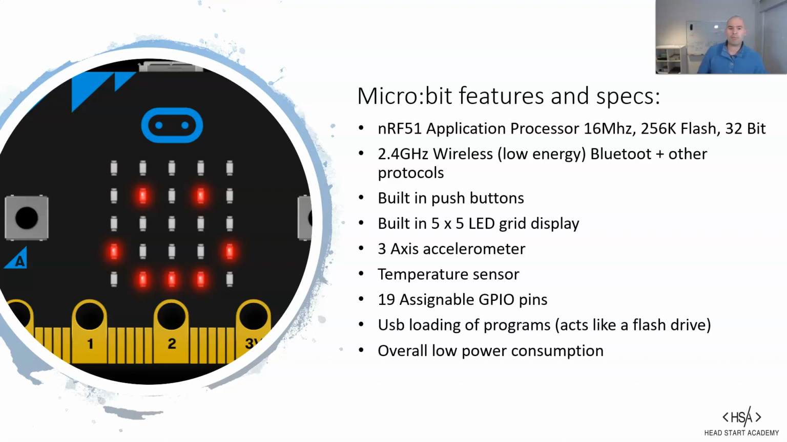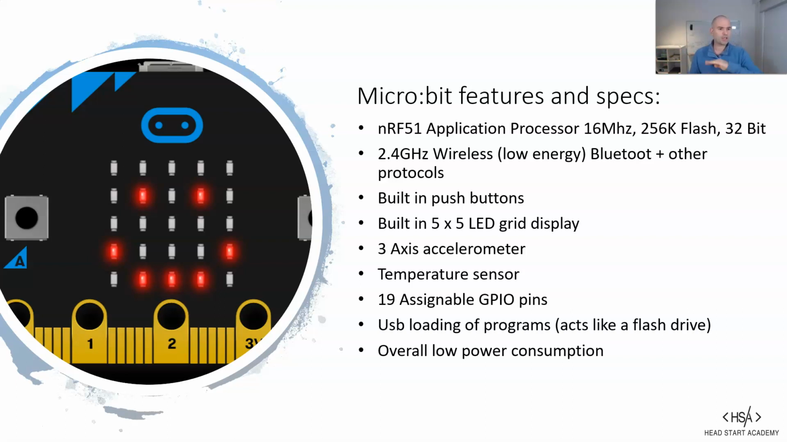So next up, you've got built-in push buttons. There's actually 2 on the microbit. Then there is a 5x5 LED grid. There's a 3-axis accelerometer and the temperature sensor. The temperature sensor is inside the actual sort of microcontroller chip. There are 19 assignable GPIO pins. And as I said, there's a USB loading of the programs and an overall fantastically low level of power consumption. So I think that is the overview of MicroPython, Microbit, and microcontrollers.